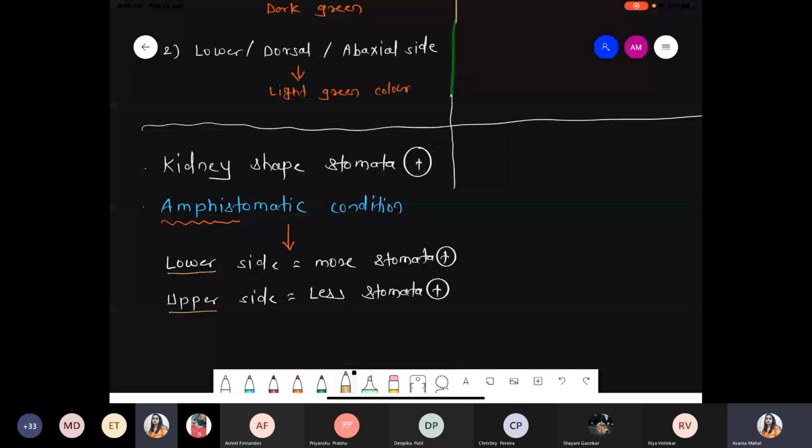The lower side has more stomata, while on the upper side the number of stomata is quite less. But when you compare this with the monocot, in the monocot the guard cells obtain the dumbbell shape, so dumbbell shaped stomata are present in the monocot leaf. As for the type of stomatal condition, they show the isostomatic condition.